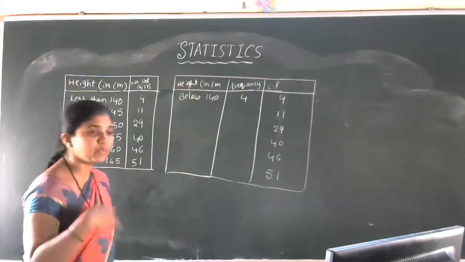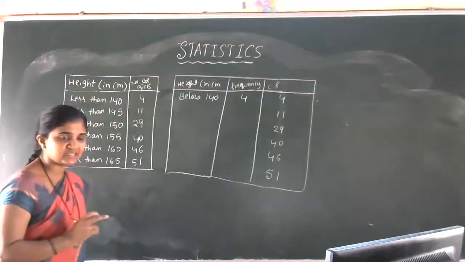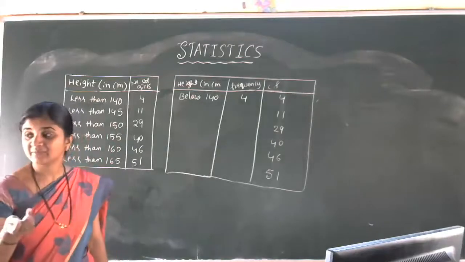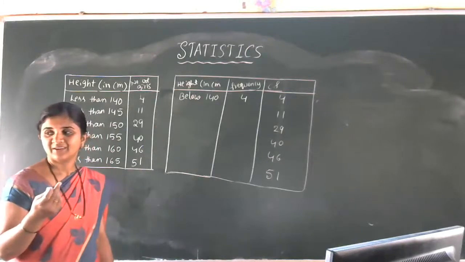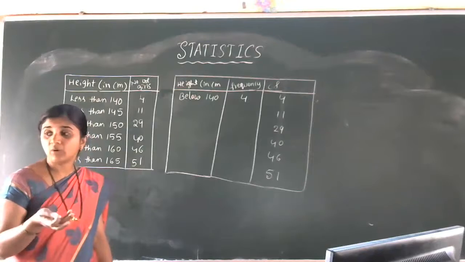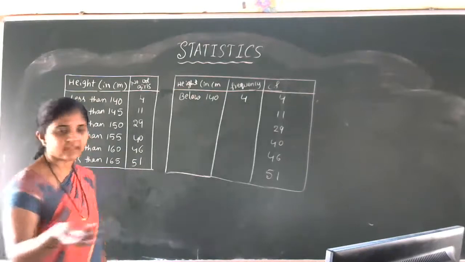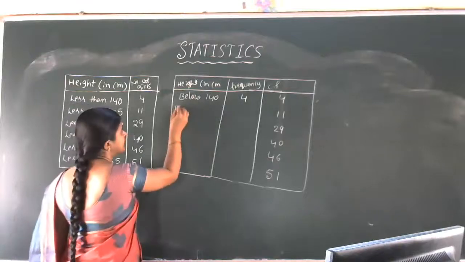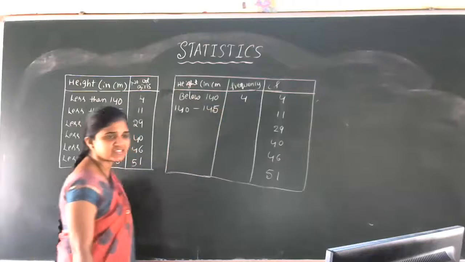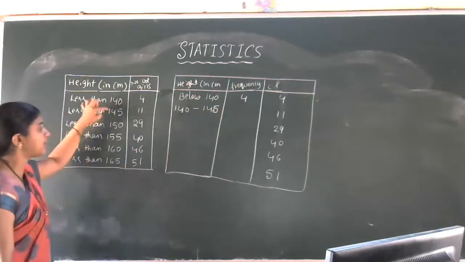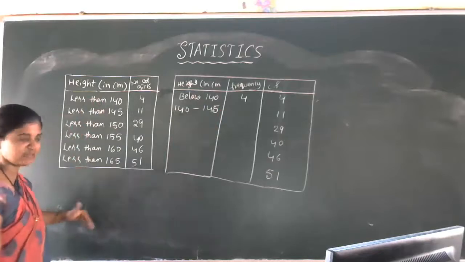Okay. So next, below 140 is over. Next you can guess the range of the second class interval. What is the range? 7. Okay. If we take below 140, we cannot get a class interval. It is between 140 and 145. So now you can guess the class interval as 140 to 145. Is that clear?